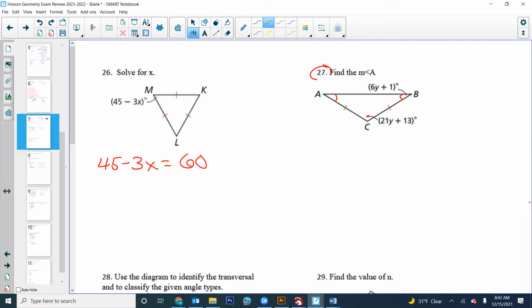Well, if this angle is also 6y plus 1, then all three angles should add up to 180 degrees since they are angles, correct? Combine the y's, combine the numbers, solve for y, get your answer.